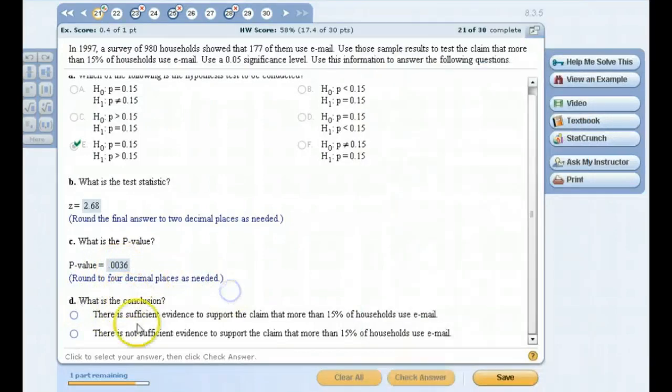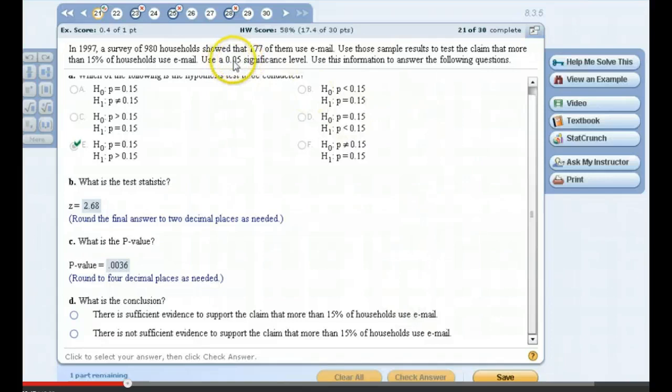All right, the probability of getting that value or higher is 0.0036 if this really is true. If there really is 15% of households that use email as our population parameter, the probability that we are this far away, or the probability that we're getting that value for our p hat, is extremely rare. We're getting down below even 1% now, not even 0.5%.